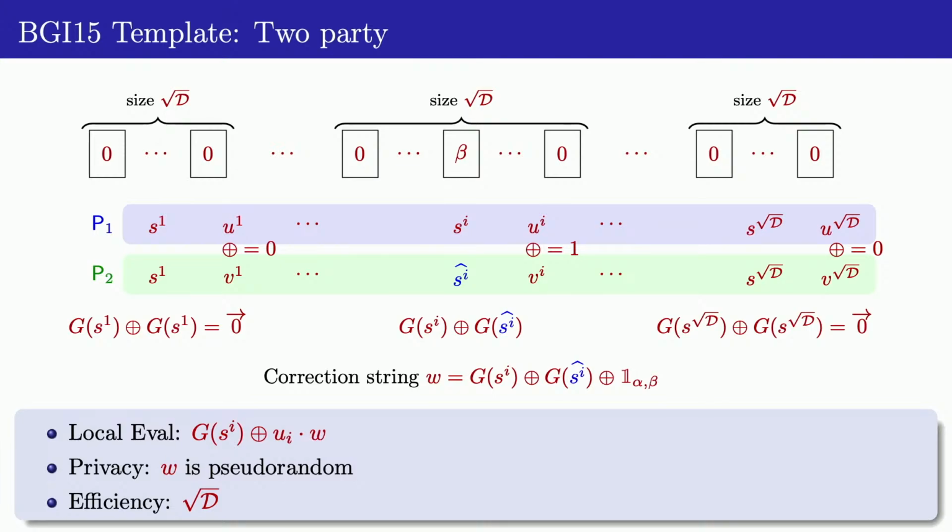And finally, observe that the efficiency of this construction is root d because you are sending root d many seeds. If you're wondering why can't I send smaller seeds, it's because you also need to send the correction string, which grows with the stretch of the PRG. So the sweet spot is where you get square root of d.